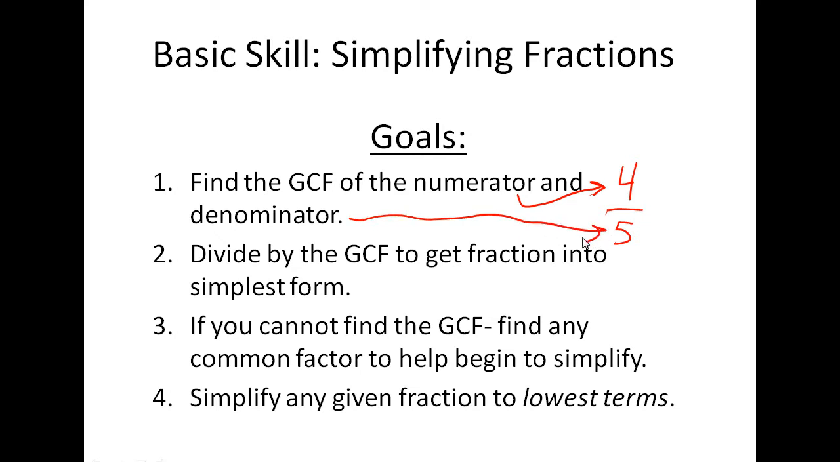So we're going to divide by the GCF to get the fraction into the simplest form. If you cannot find the GCF, find any common factor to help begin to simplify. Now, simplify any given fraction to its lowest terms. So these are our goals. Hopefully by the end of the lesson, you'll be able to do this.